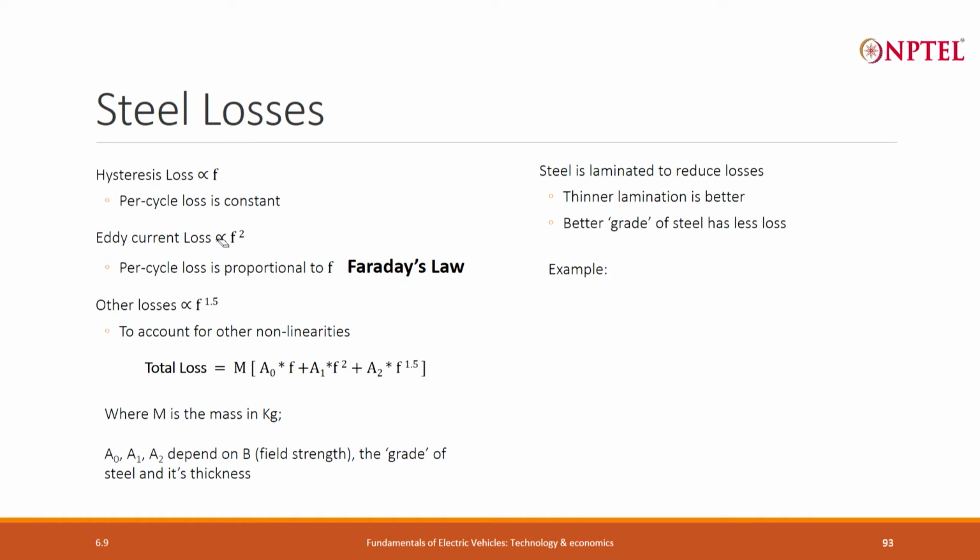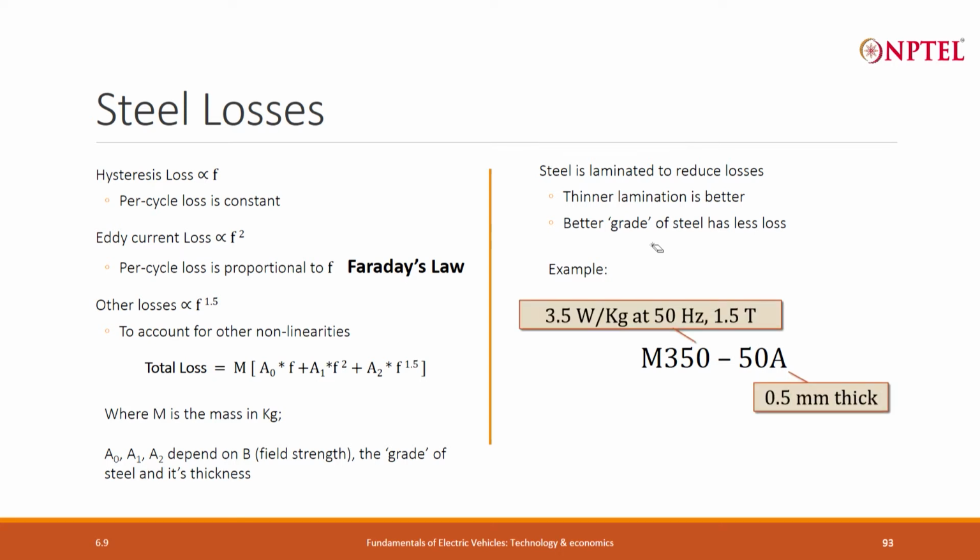So, what we know is that we laminate the steel in order to reduce the losses. The thinner it is, the better it is. And if you use a better quality of steel, which is called the grade of steel, then also you get lesser losses. So, when I go and try to purchase steel laminations from a shop, there are different grades that are available. They will be denoted like this: M350-50A. What does this mean? That M stands for the grade of steel. It says that it will give me 3.5 watts per kg under certain standard test conditions, which is 50 hertz and 1.5 tesla. And the number 50A merely tells me that the thickness is 0.5 millimeters.